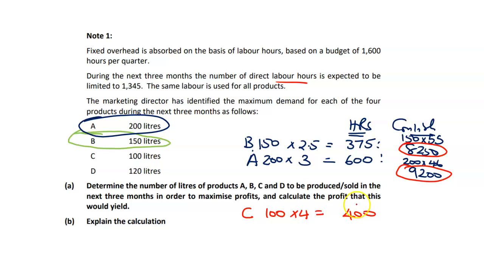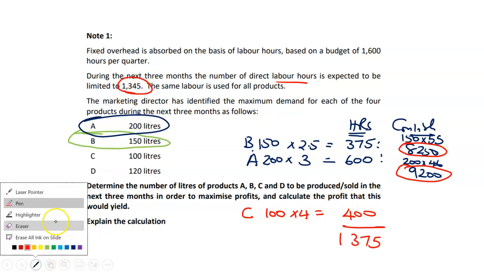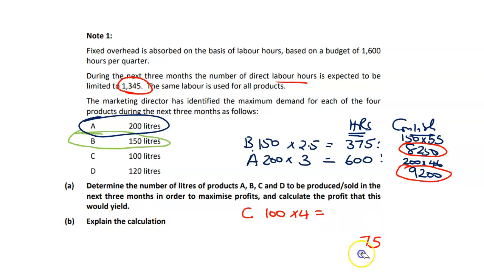So actually, when can I even make all of C? Let me just look at that, because if I add all this together, I get 1375, and I am limited to 1345. So I can't even make all of C. So I'm just going to correct that a little. I actually thought I might be able to make all of C.